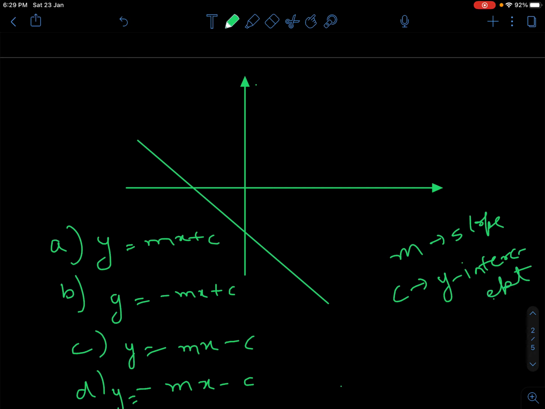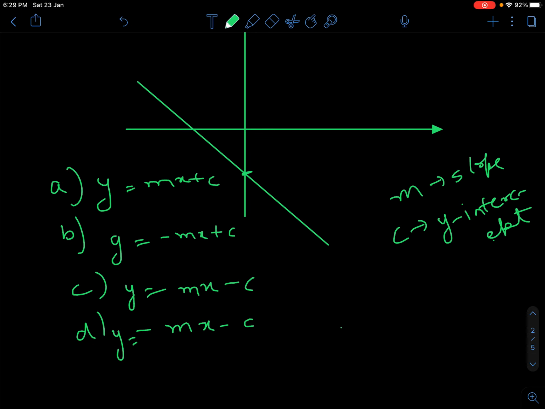And what is the y-intercept? Now see, suppose this is minus 3. So this minus 3 is the y-intercept. That means the point where the y-axis is intersected by the graph. So find it. Pause the video and find it. Meanwhile, I am telling the solution.